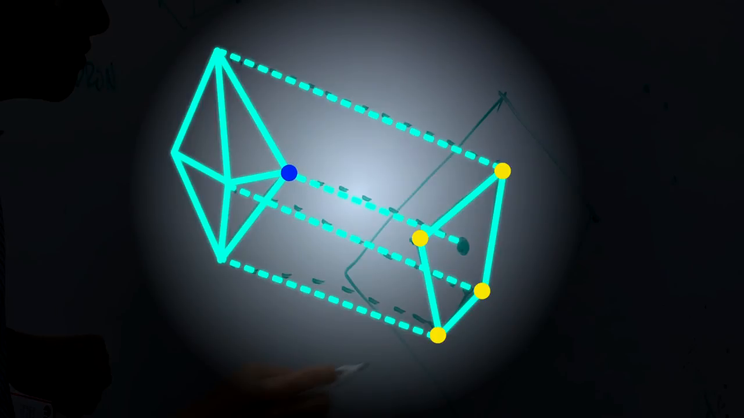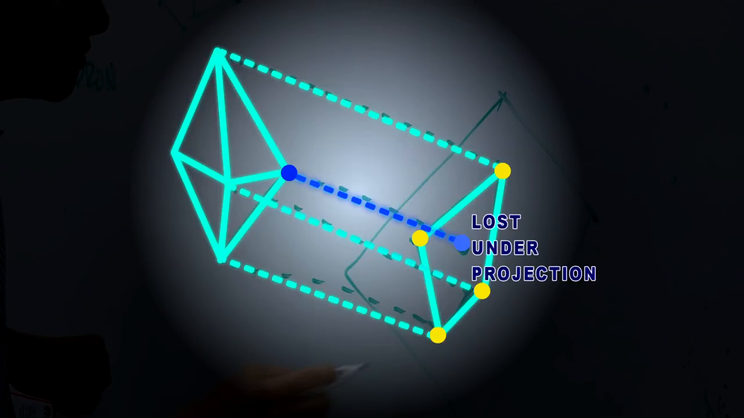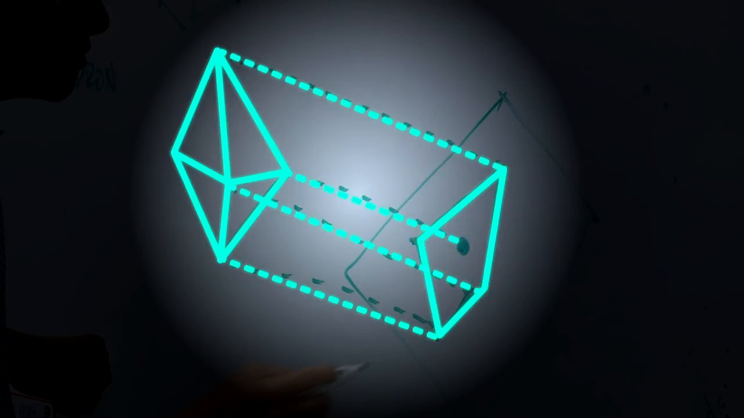This one was a boundary point in high dimensions, but it became an interior point in low dimensions. This is lost under projection. That's the thing we want to avoid. This point, we'll call it preserved. It started out on the boundary of the set, and it ended up on the boundary.